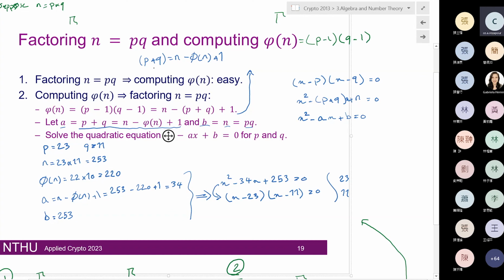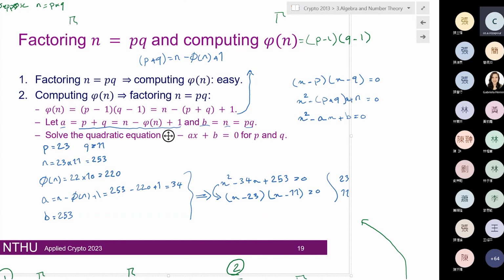So therefore, I somehow find p plus q, even though I don't know p plus q directly, but I know that the value of p plus q is n minus phi n plus 1. We assumed that some algorithm B can compute this phi n. Given that, I just plug into this equation and I would be able to solve the roots of this quadratic equation, and that would give me p and q. Is that clear now?